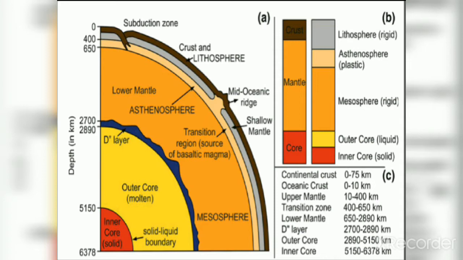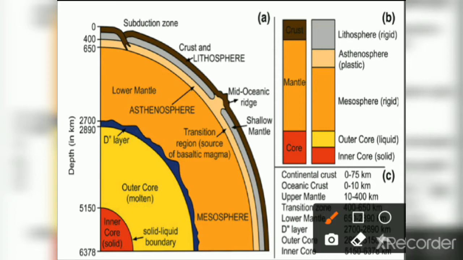As I already mentioned, Earth has chemical and mechanical based layers. In chemical classification, there is crust, mantle and core. Here, continental crust is 0 to 75 km in thickness, but oceanic crust is 0 to 10 km in thickness. The upper mantle is about 10 to 400 km in thickness, and the intermediate transition zone is 400 to 650 km, and the lower mantle is from 650 to 2890 kilometers.